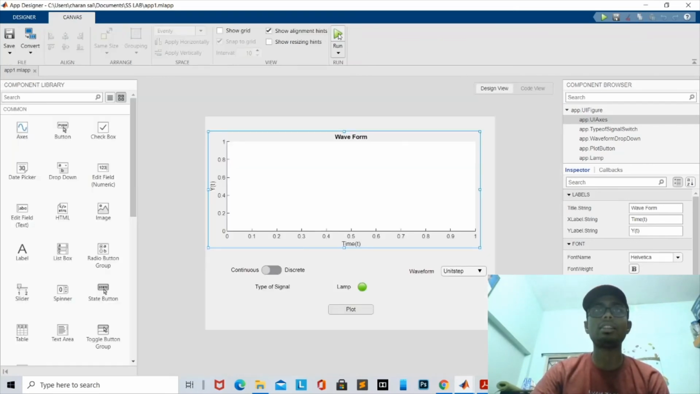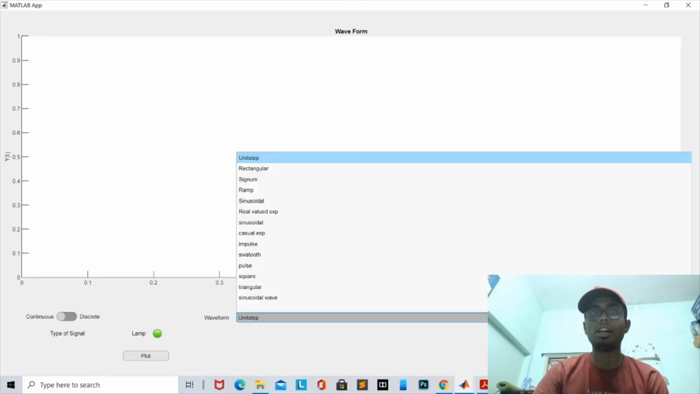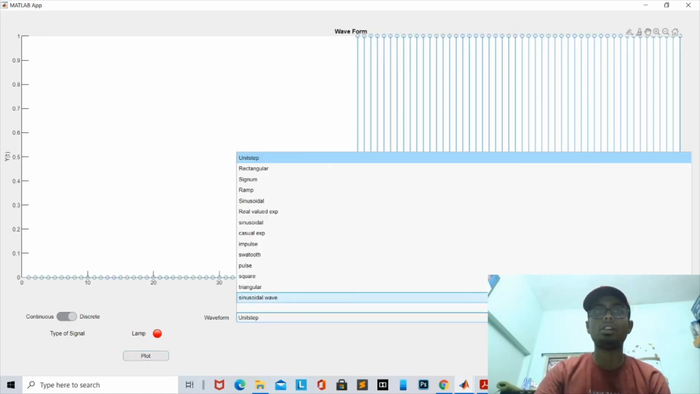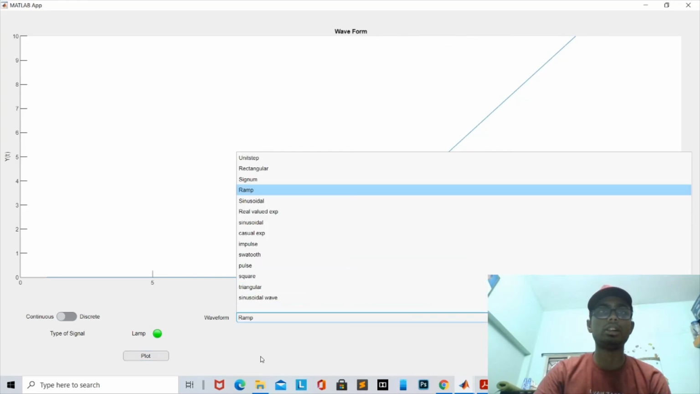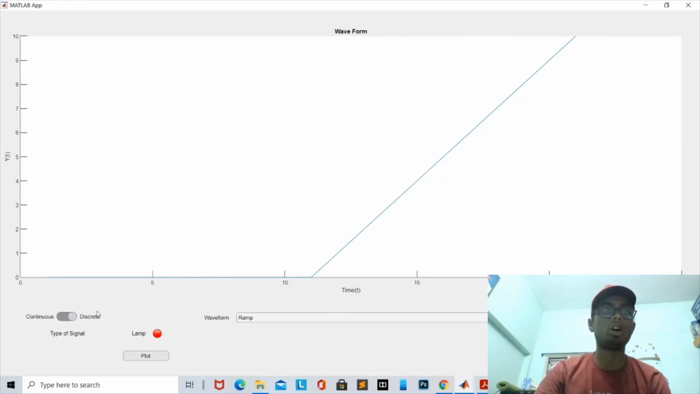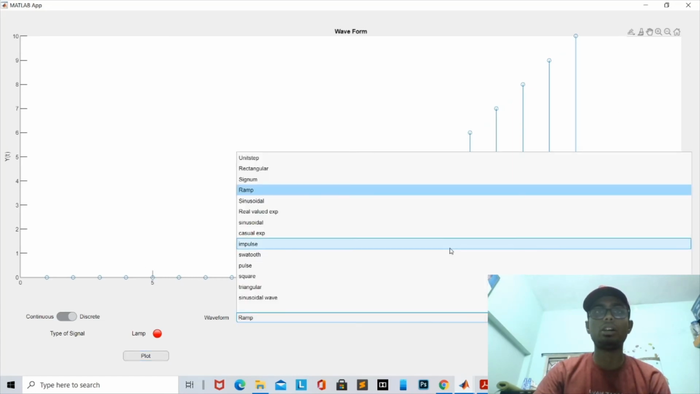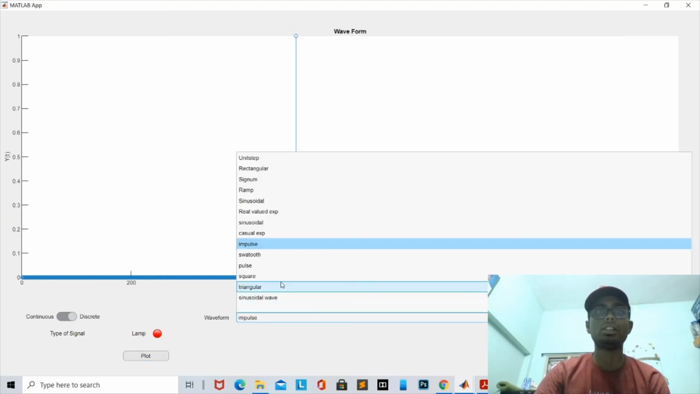So let's run the app. First I'll be selecting, suppose, unit step signal, and discrete plot, lamp is glowing red, and I'll plot it. Here comes the graph. And going to the ramp function, continuous plot, lamp is glowing green, and I'll plot the graph. And the same ramp I'll plot discrete, lamp is glowing red, and I'll plot the discrete plot of ramp. And impulse, discrete plot, here's the discrete plot of impulse.